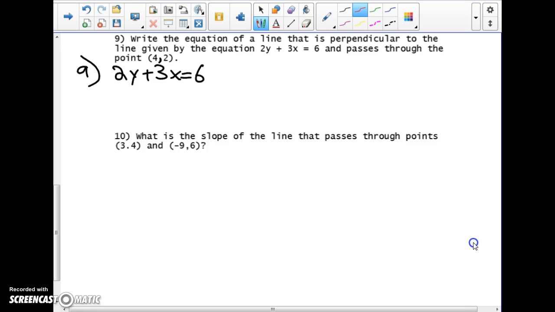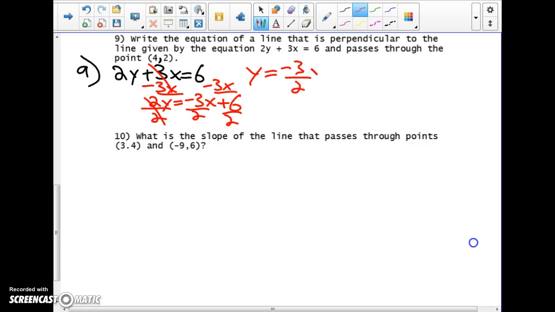So the first thing I'm going to do is move 3x over. And I'm going to get 2y equals negative 3x plus 6. Then I'm going to divide everything by 2. And I wind up with y equal to negative 3/2 x plus 3. Now, again, the whole reason I did this is so that I could find the slope of that first line that's already there. And again, I told you, you don't ever need to look at any of this anymore.